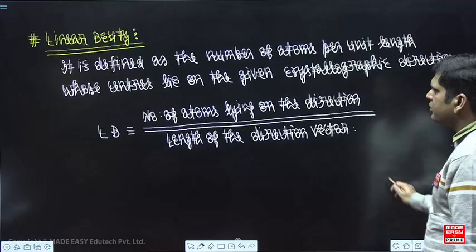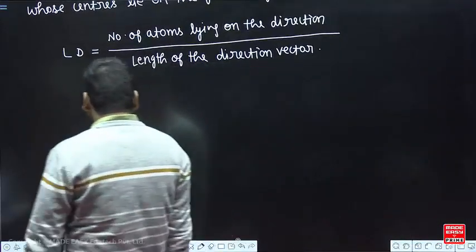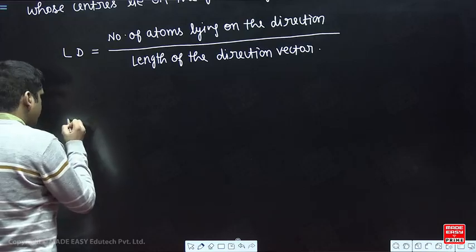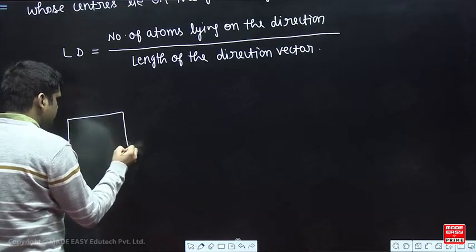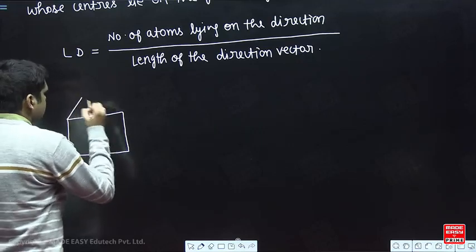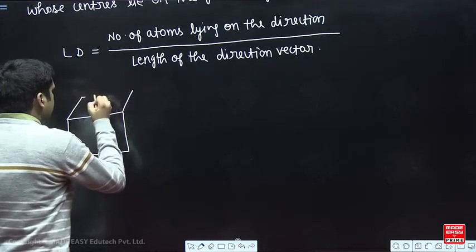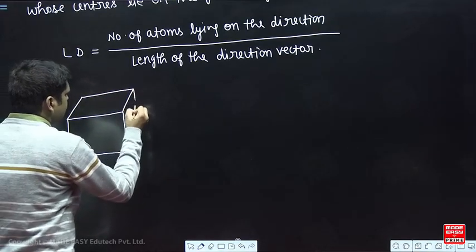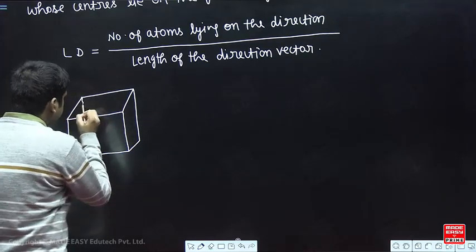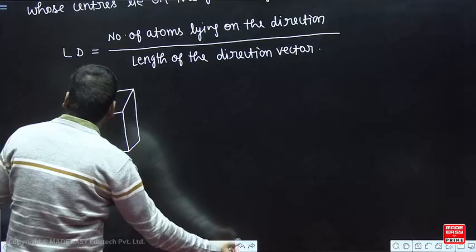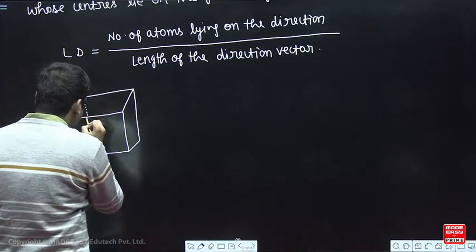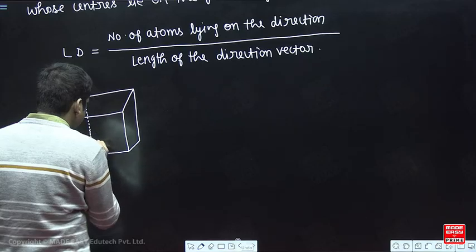Let me take an example to explain this. Suppose I take an FCC crystal structure. You can take any one, FCC, BCC, anything. Since FCC is very frequently asked in the exam, I am taking FCC.